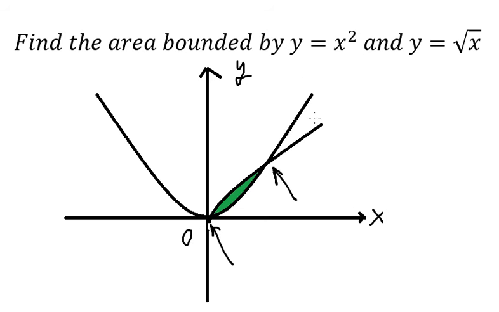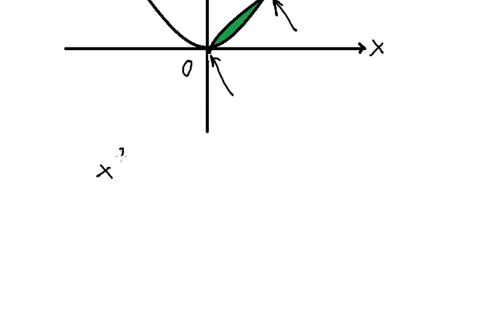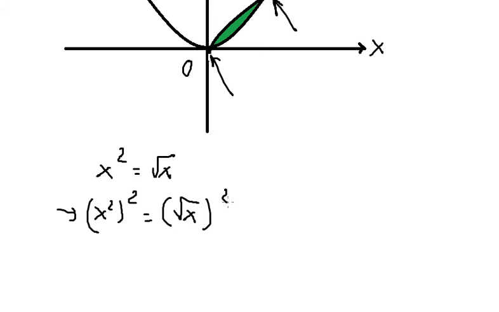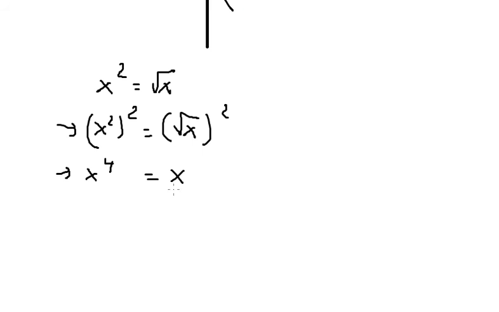So we have y and y in here. So we have x squared equals the square root of x. After that, we put the power 2 on both sides. So this one, we have x to the power of 4. This one, we have x. Next, we put this one on the left.